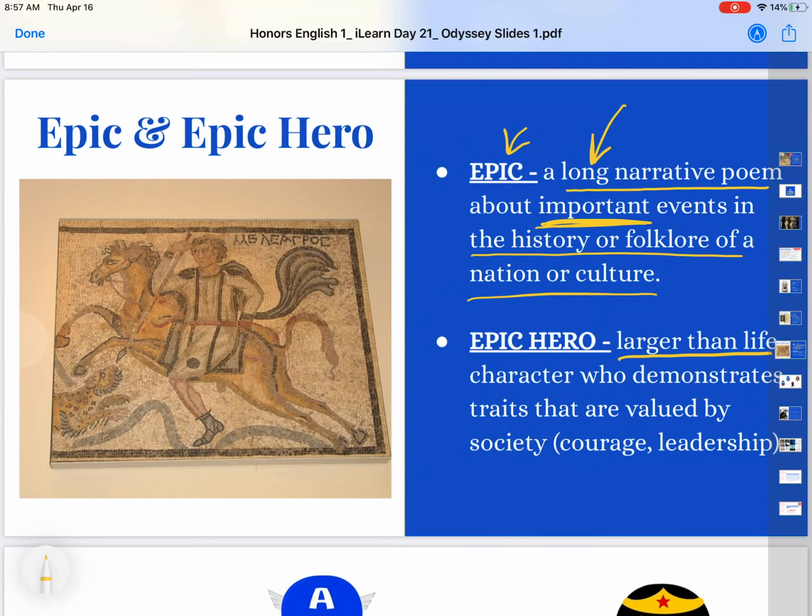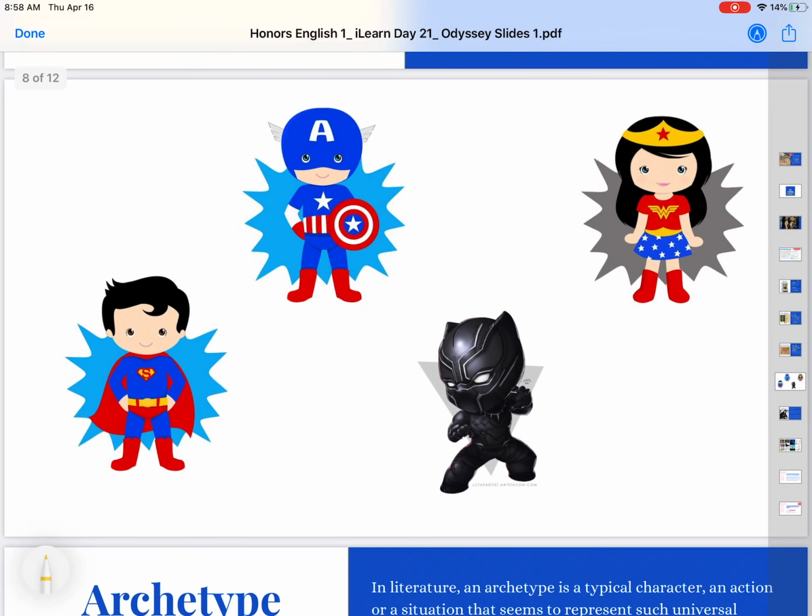And we have some examples of epic heroes in our modern culture, like these guys. And yes, I picked little cute cartoon versions of them because I like them better. And we have Superman, in case you guys are not familiar with these superheroes, okay? We have Captain America, Wonder Woman, and Black Panther.